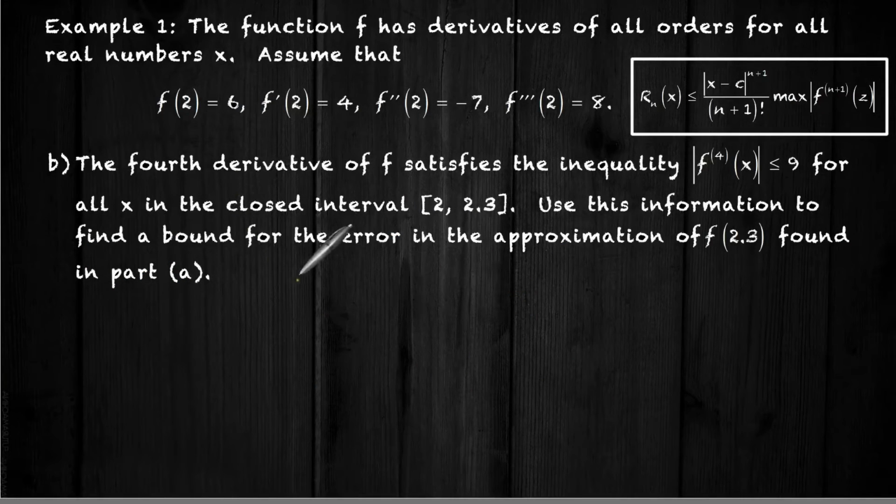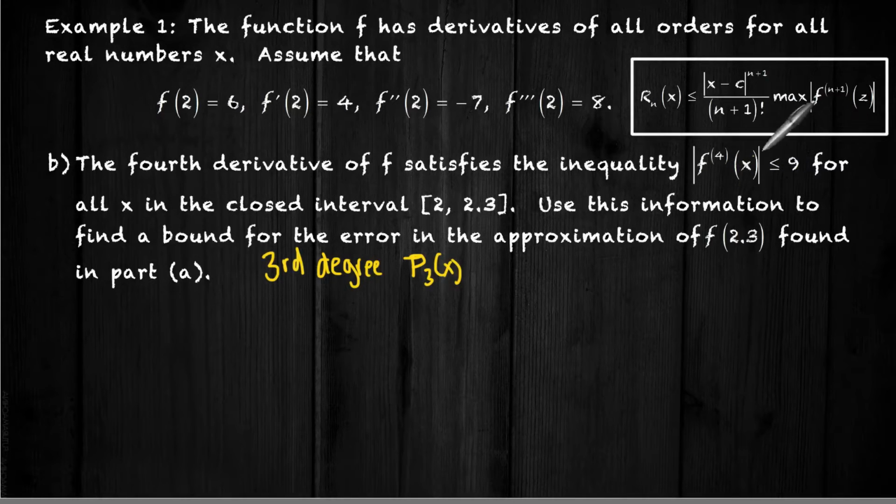Okay, in part A, we wrote a third degree Taylor polynomial. Let's write that down. Maybe we'll write it as T3 of x, or P3 of x. And now it gives us some information about the fourth derivative of f. It says that the value of the fourth derivative can be no bigger than 9.